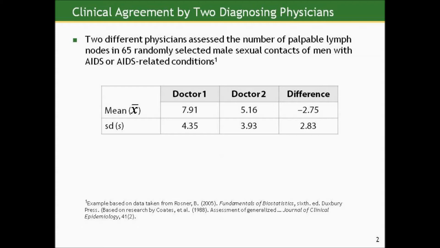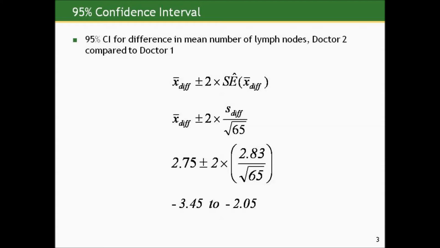So Dr. 2, on average, detected almost 3 lymph nodes less than Dr. 1. And the standard deviation of their individual patient level differences in the number they detected was 2.8 lymph nodes. So let's create a 95% confidence interval for the mean difference in the mean number of lymph nodes for Dr. 2 compared to Dr. 1. If we go ahead and do this, after accounting for the sampling variability in our data, it suggests that the true difference between the two doctors was negative 3.5 to negative 2.1, rounding up, lymph nodes.